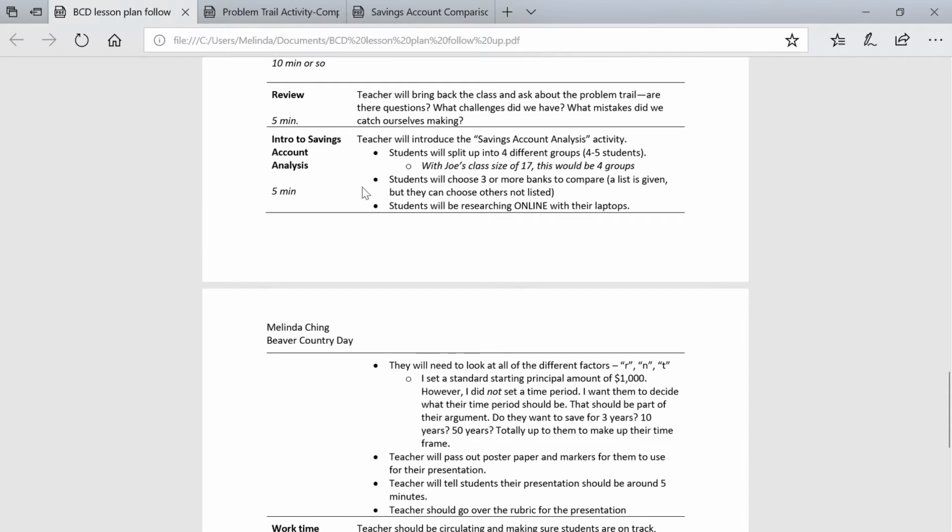So the parameters are that students will choose 3 or more banks to compare. So at least 3 banks. And they will be researching these banks online with their laptops.